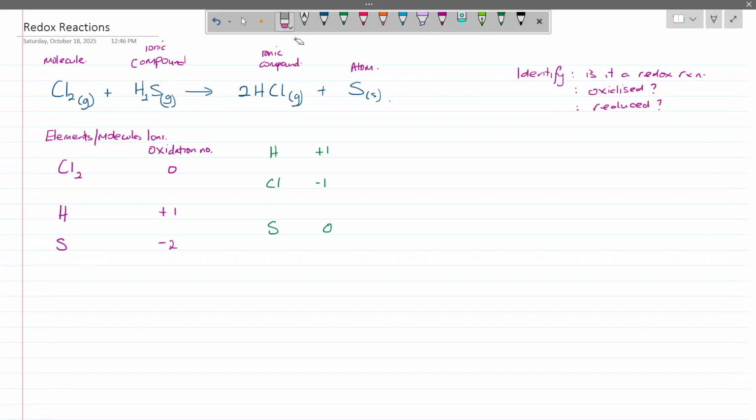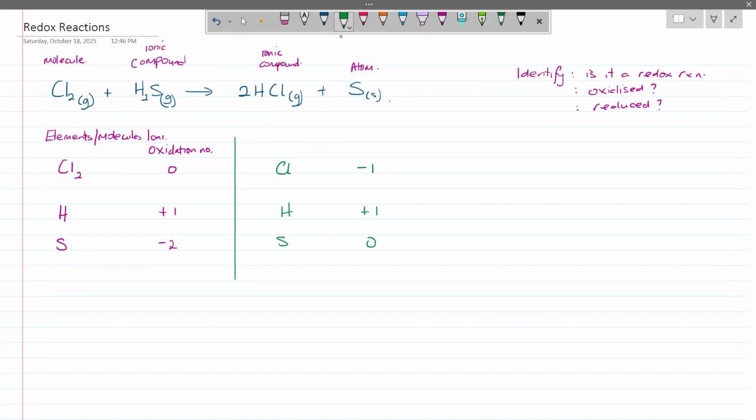So let's compare them. Let's write them in the same order so it's easy to compare. Cl here, the oxidation number is going to -1. H here, same +1. Sulfur here, 0. Right? Now let's talk about them in terms of electron gain, electron loss. Let's talk with chlorine so far. So here, on this side, chlorine is 0. But then it goes to -1.